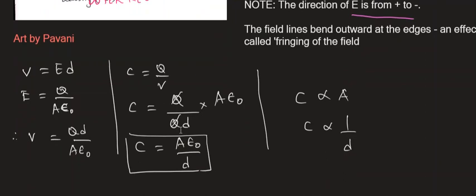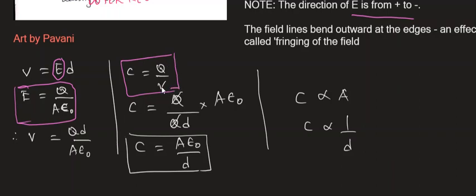Here, V is equal to E into D. Therefore, E is equal to Q by A epsilon 0. So this E can be replaced by this value Q by A epsilon naught. Therefore, V is equal to Q divided by A epsilon naught into D. Then C is equal to Q by V, that is, capacitance is equal to charge divided by the potential applied. So we can replace this V by this value.